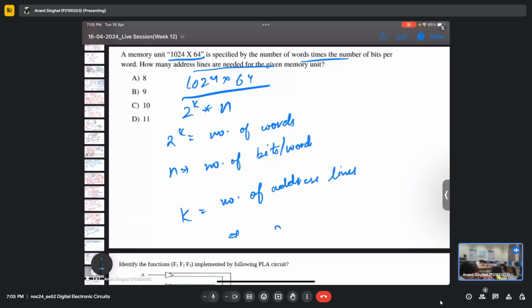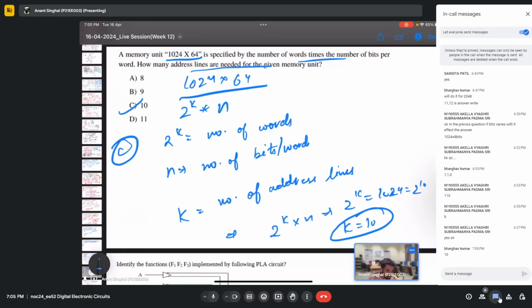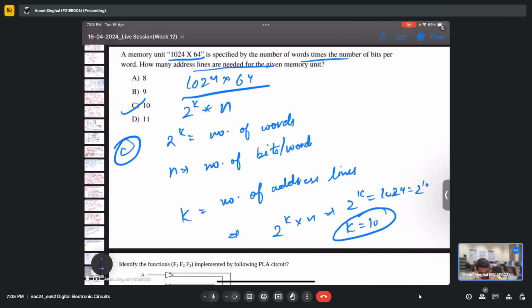So if we compare with 2 raised to k cross n, we have 2 raised to k as 1024, so k is equal to 10, since 1024 is 2 raised to 10. So that will make the number of address lines 10. So option C will be the correct answer, which is also given in the chat box. Yeah. So I hope it is clear.